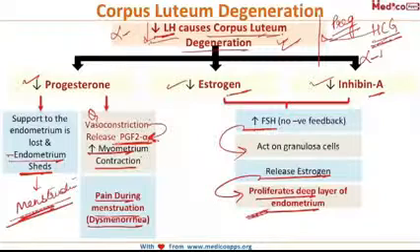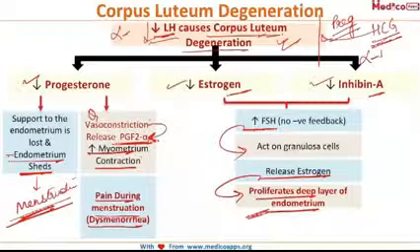So this was about the ovarian cycle. First, the recruitment of the group of follicles occurred. Then there was selection of a dominant follicle which grew up to 18 to 20 millimeter of size. Then ovulation occurred, and subsequently there was formation of the corpus luteum. Then when the LH levels decreased, this corpus luteum started degenerating. So this was the entire ovarian cycle.